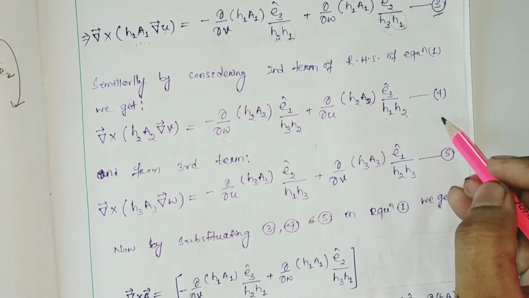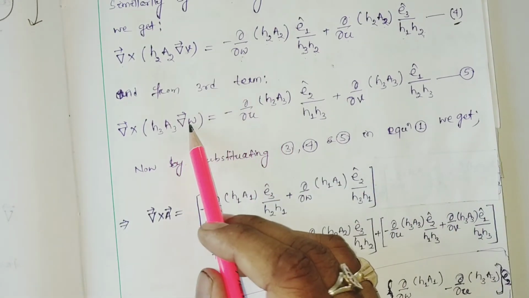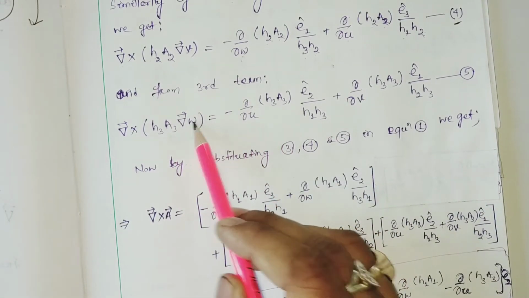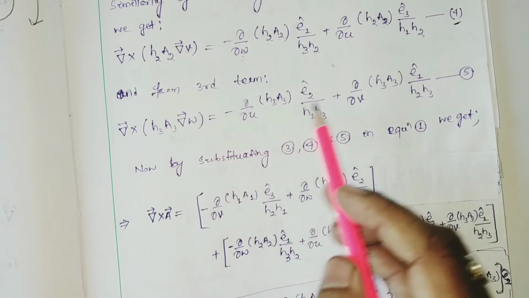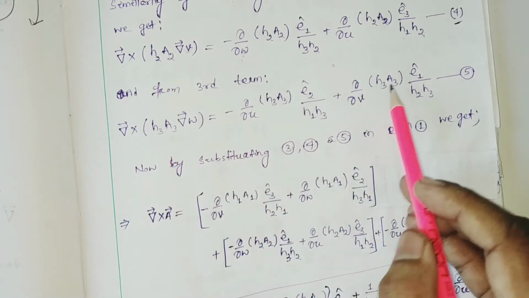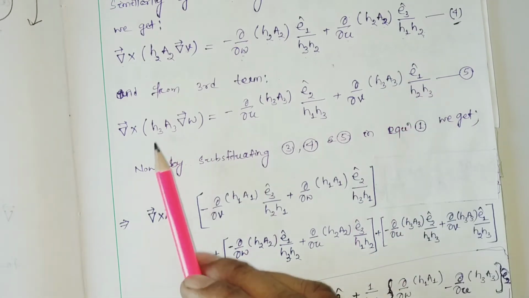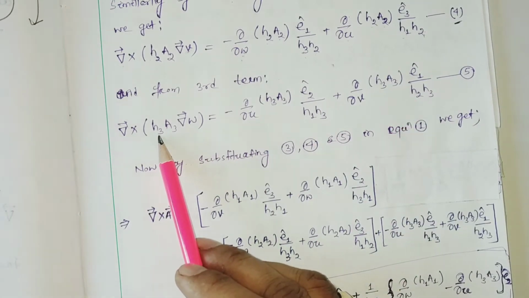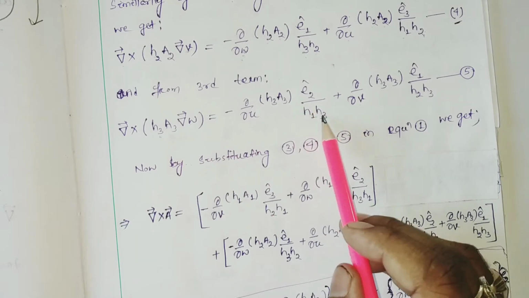Let this be your equation number 4. Similarly, the third term we can write as W, that means minus after W it will be U, minus del by del U, then del by del V. Okay, here H3 A3, H3 A3. So here H3 is there, means H3 divided by H3, H3 will be common.